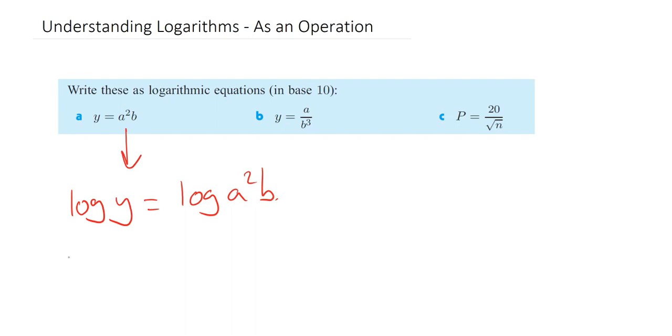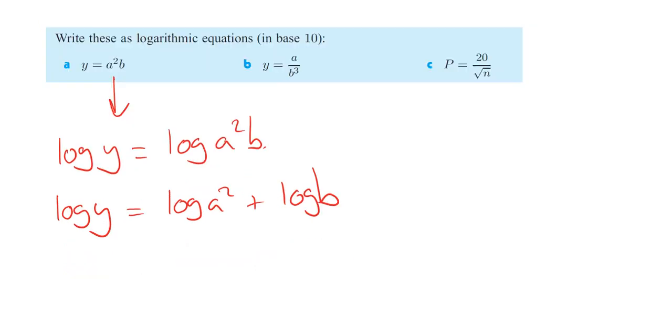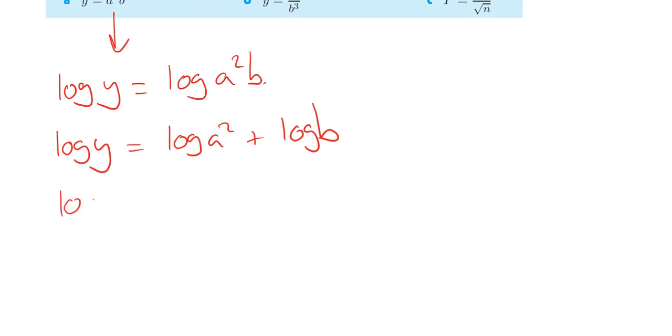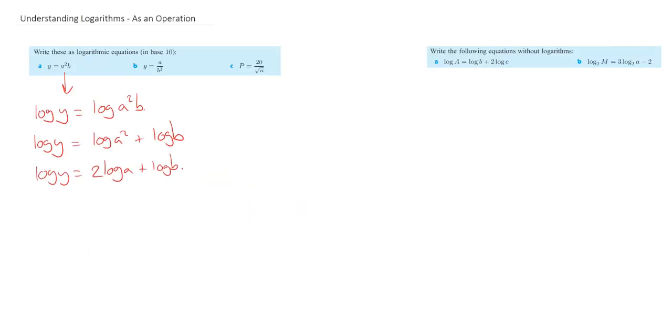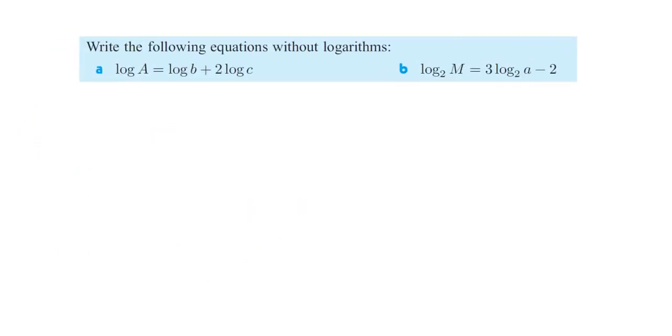Now, maybe I could expand it and make it a little simpler, in some respects simpler, because I could split this into log a squared plus log b, because a squared b I'm multiplying and I can use that first law. I could even go so far as to bring that 2 down as well, right? And write it just like that. So that's the sort of thing we can do if we think about logarithms as operations on either side of an equation. Let's, I think, skip forward and take a look at something like this.